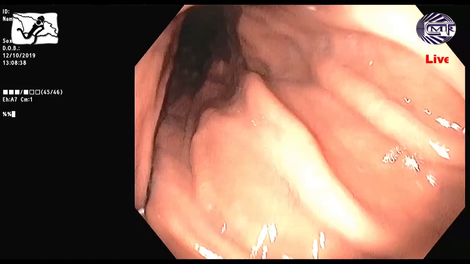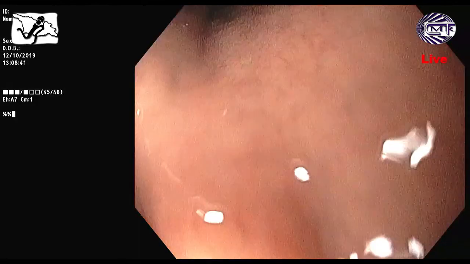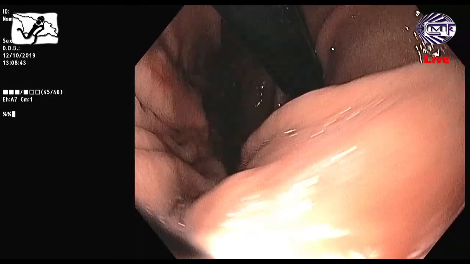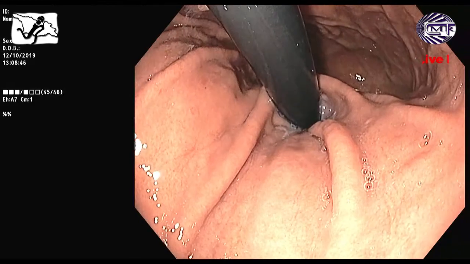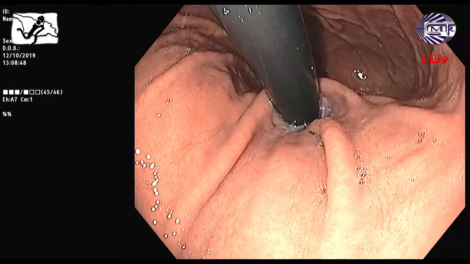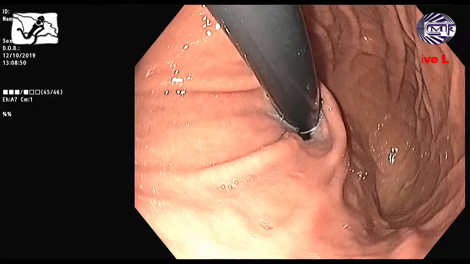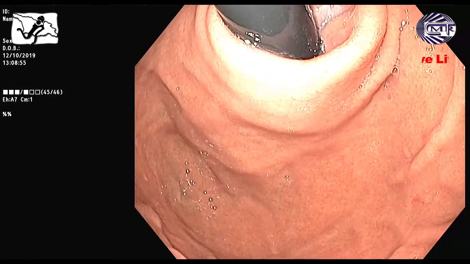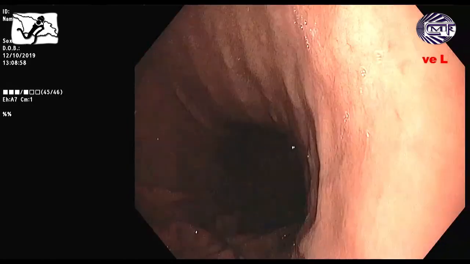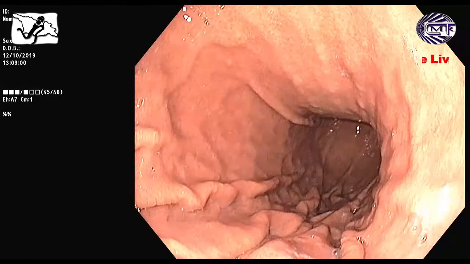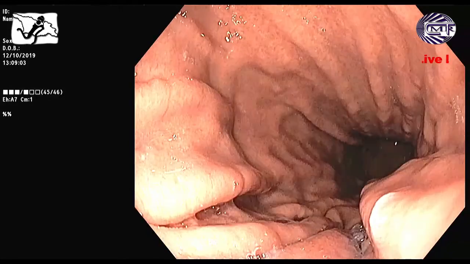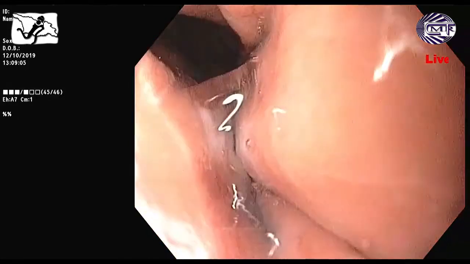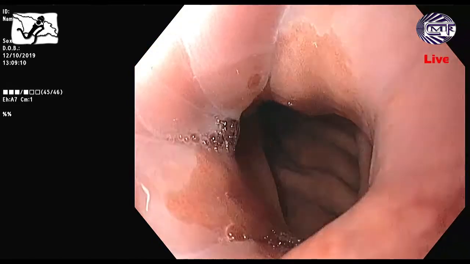And check the cardia again. This area is a high incidence area of gastric cancer, so check like this. Everything is all right. Yeah, no problem, right? Yes. And deflate the patient's stomach to relieve the discomfort, and pull back. This is the esophagogastric junction.